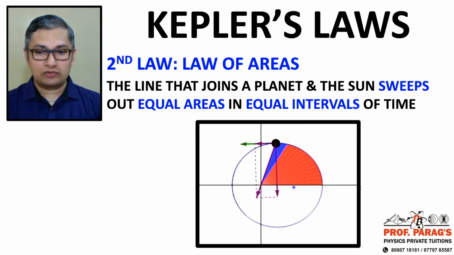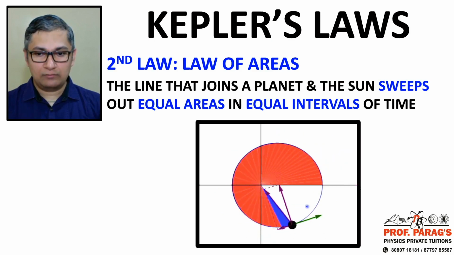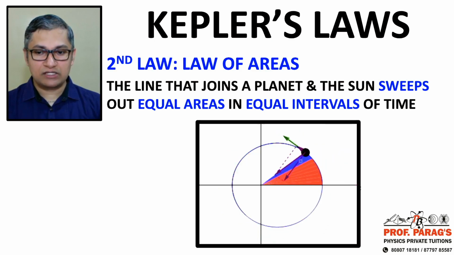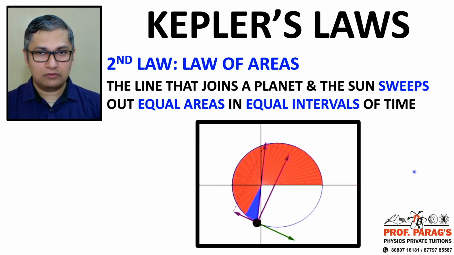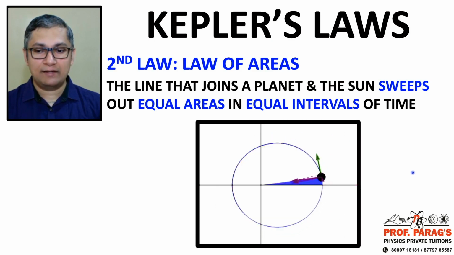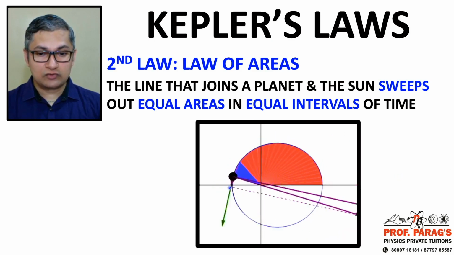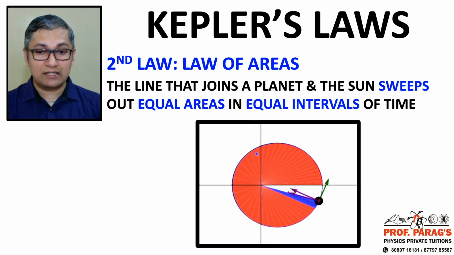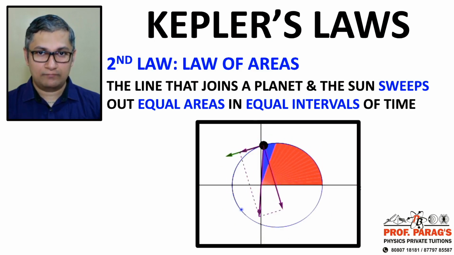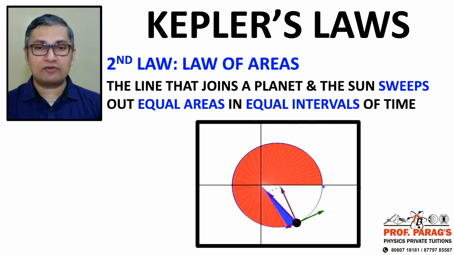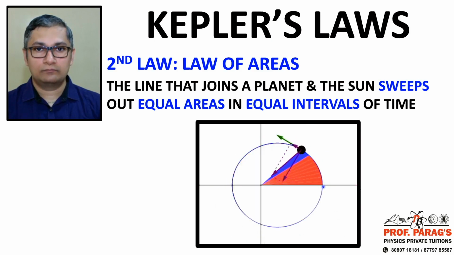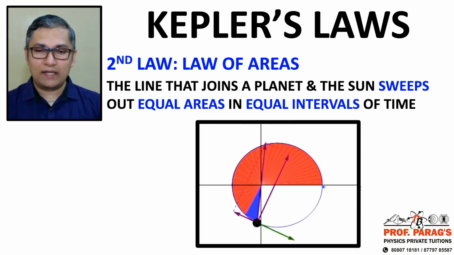Some area is being swept out. But if you focus on the speed, what is happening to the speed of the satellite? When it is closest to the sun, as it is coming closer to the sun, it is speeding up, it's faster. And as it goes away from the sun, it is slower. So why is it like this?